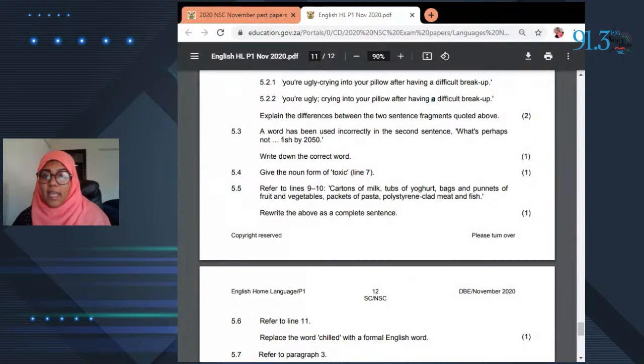So, rewriting it as a complete sentence. This is testing if you actually understand what they're saying and how you are going to use it. The only important part here is that the main clause of the sentence can be at the end of the sentence, right? So you can also start it by saying, you will find, or there are, or there may be, or there will be, cartons of milk, tubs of yogurt, bags and punnets of fruits and vegetables, etc. You can use it in that way.